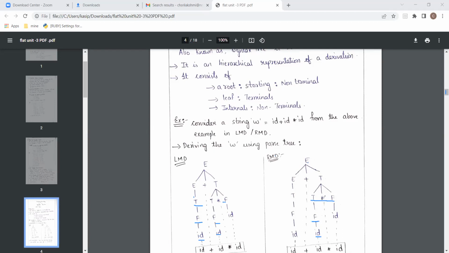So this particular star is a terminal. The same thing I am dropping down here. And then in place of E, I am replacing T. Again, in place of T, I am replacing F. And in place of F, I am replacing it as ID here. So that is ID plus ID into ID. So whether we are getting the same thing or not?